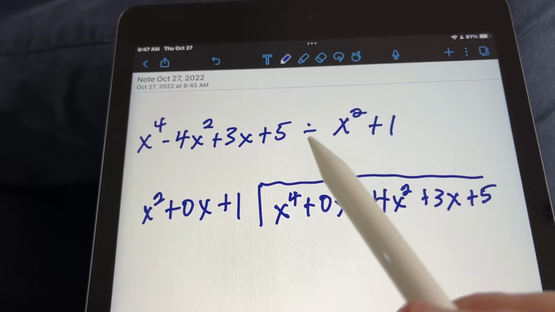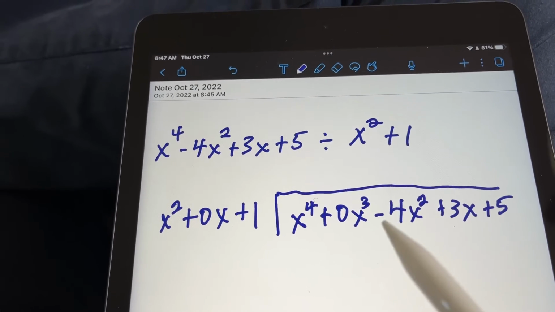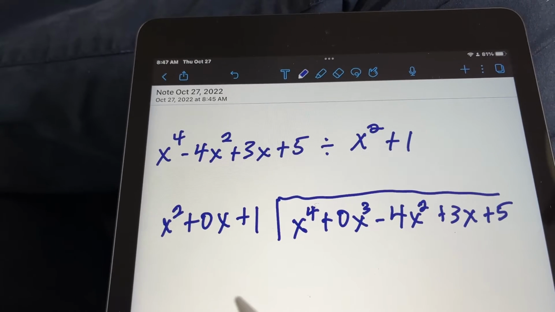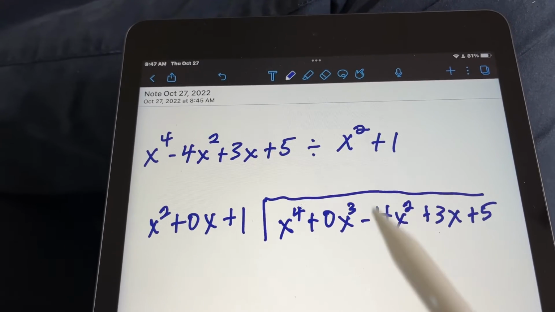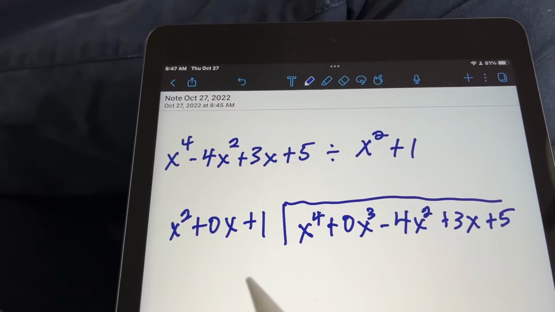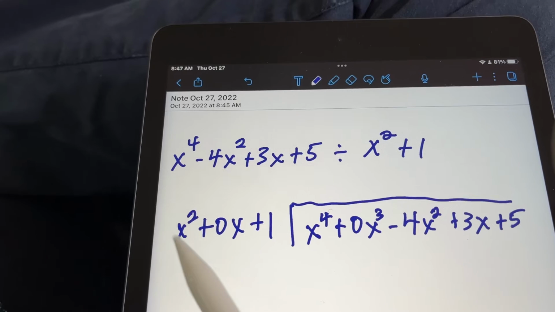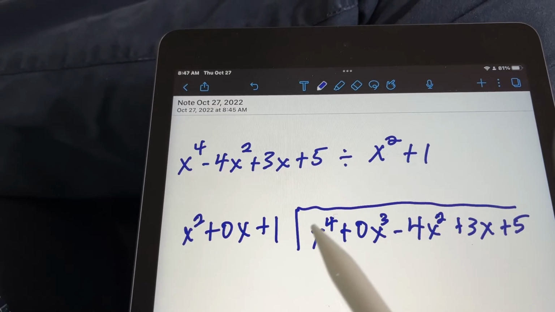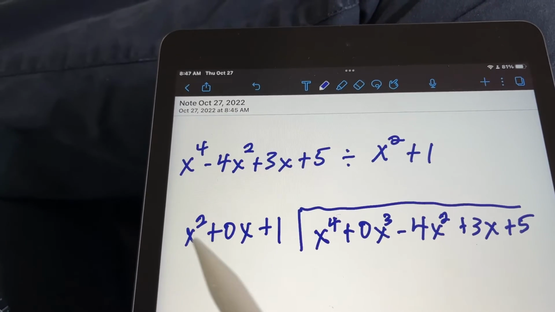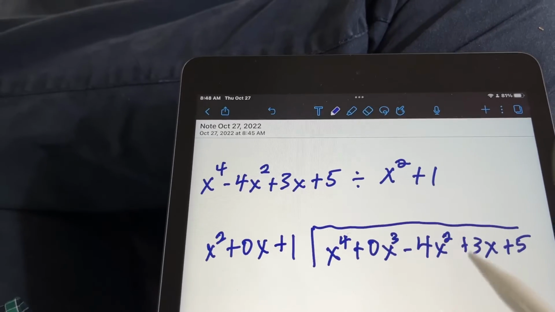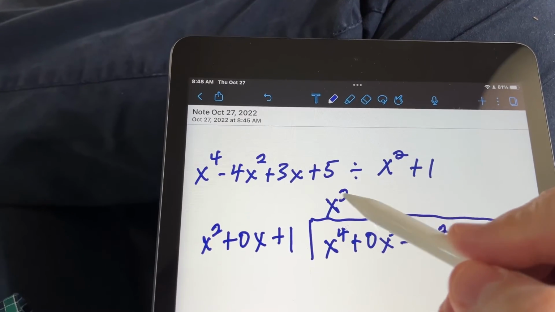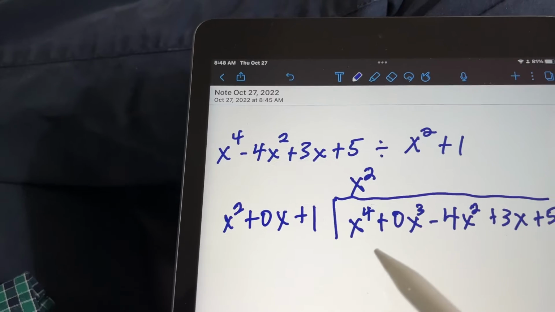So this divided by this means this divided by that. So the divisor goes here, the dividend goes here, and the quotient will go up here, and then we'll have our remainder. So what you're going to do is you're going to think about just this term and just that term right there. So what could we put up here times x squared that would be exactly x to the fourth? Hopefully you realize that that's x squared.